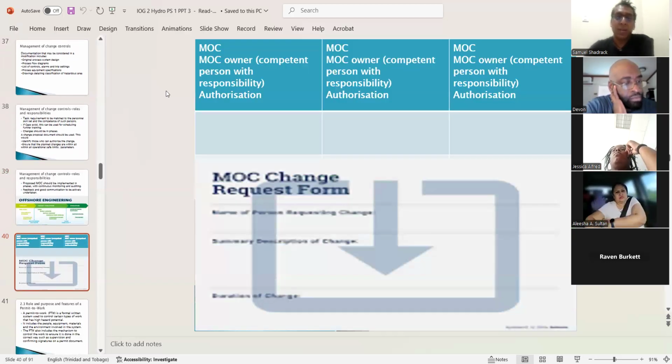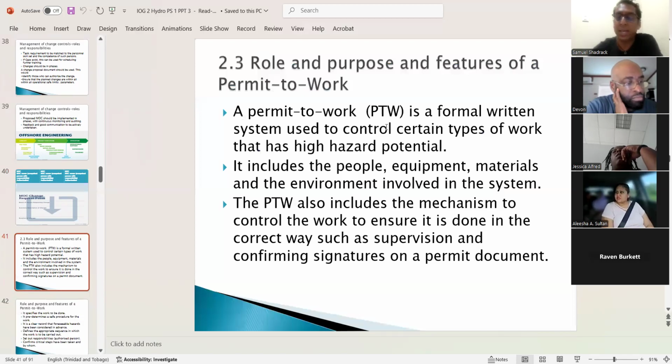Typically the MOC form would have who is the person that requested the change, who is the owner, and of course a bunch of signatures, right? Because that has to go through management and different managerial positions, each person approving the MOC form anyway, right? And that will bring us to the end of that part of it.